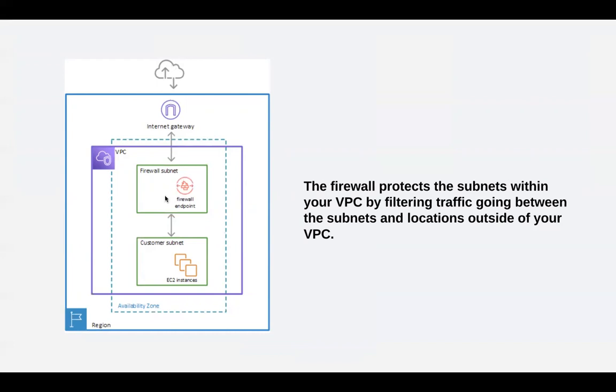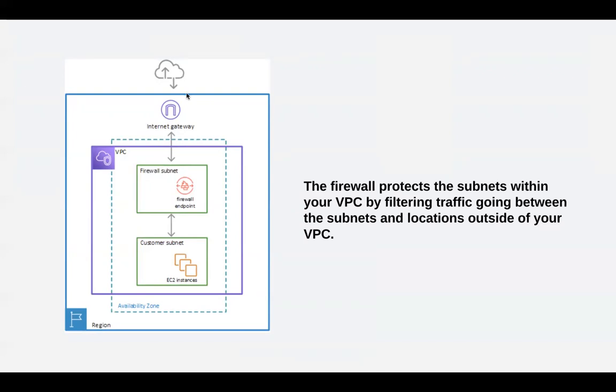But right now you can see that we also have a firewall subnet within which your network firewall is residing with a firewall endpoint, which means that all of your traffic that goes out of your public subnet, before it even reaches the internet gateway, will be inspected by your network firewall. And then the traffic would be sent to the internet gateway.